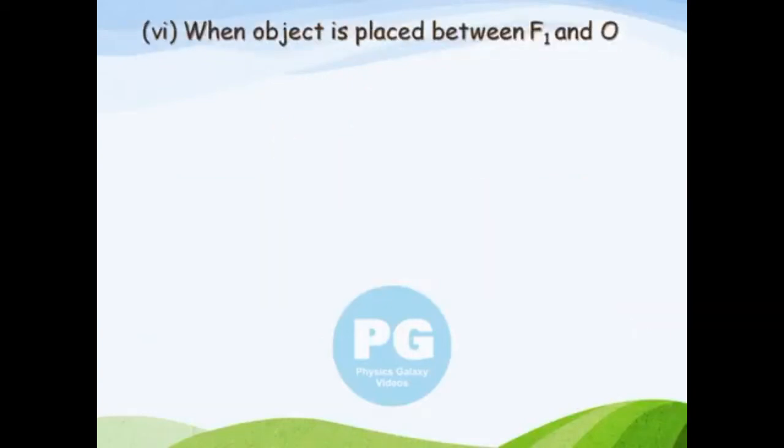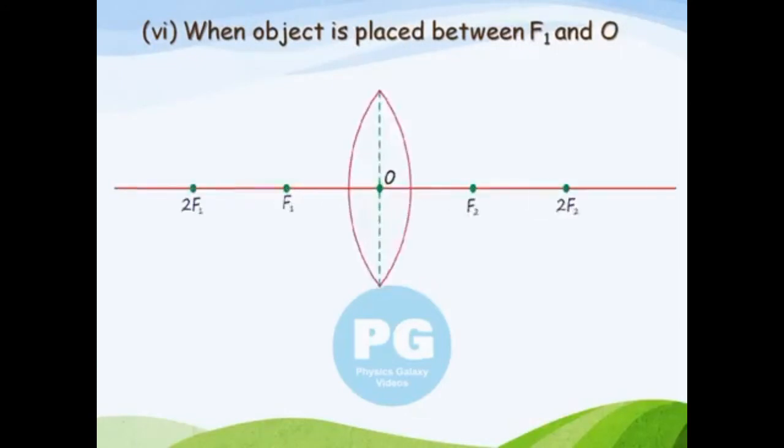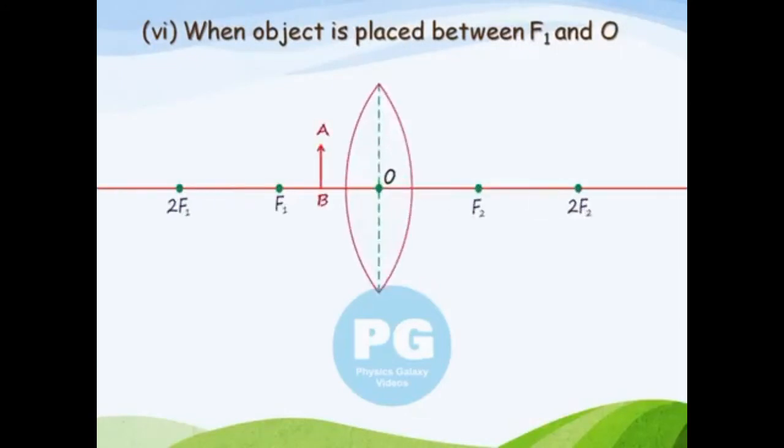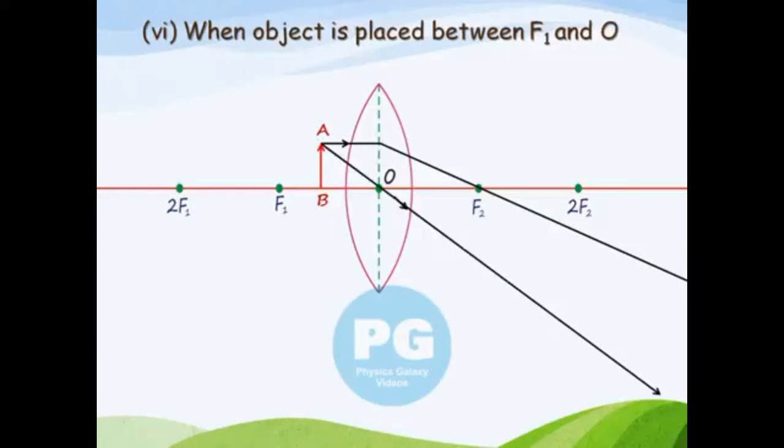When object is placed between F1 and optical center, the first ray of light from point A, that is parallel to principal axis, after refraction, passes through the principal focus on the other side of the lens, that is F2. The second ray of light, which passes through optical center, goes undeviated. Now, this is a divergent beam. So they are not going to actually meet.